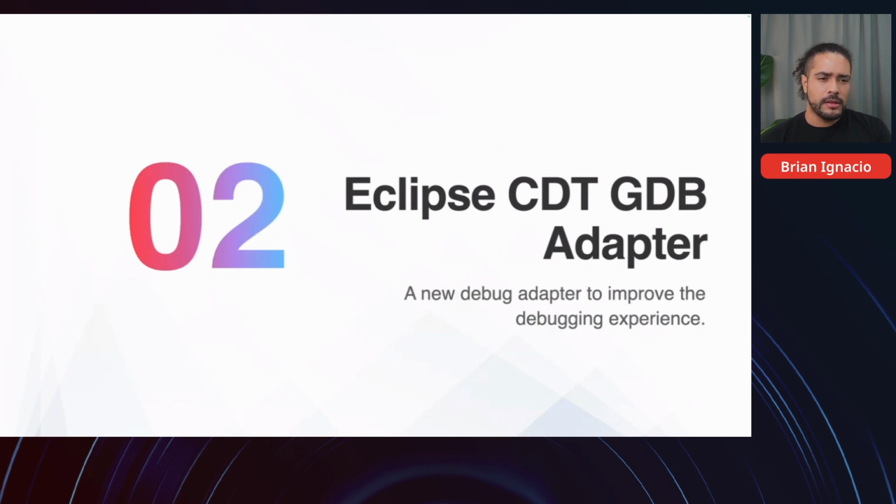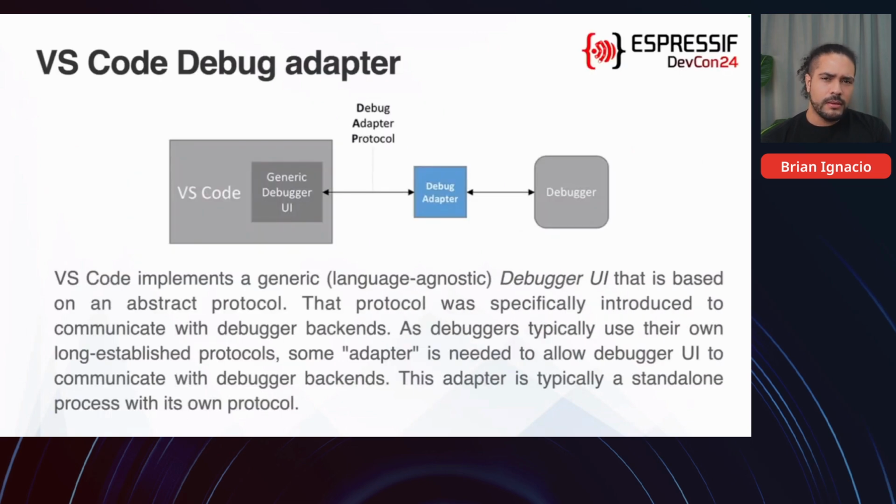First, let's talk about the Eclipse CDT GDB debug adapter. It's a new debug adapter to improve the debugging experience. But what is a debug adapter? VS Code implements a generic, meaning language agnostic, debugger UI that is based on an abstract protocol. It's a protocol that was implemented to communicate with different debug backends. A debugger typically uses its own long-established protocol, so we need an adapter to communicate between the debugger UI and the traditional debugger.